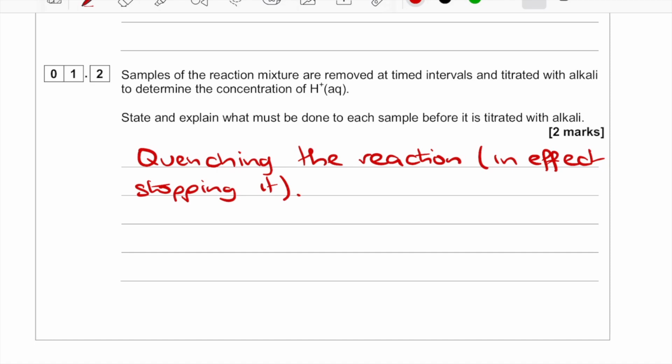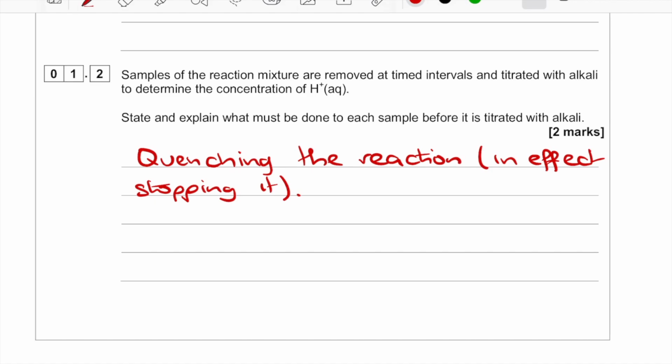So there has been a question once, a rate equations question, where it asked why sodium carbonate was added before the sample was titrated. In that particular example, it was to remove the catalyst and in effect stop the reaction. We can't do that here. We can't add sodium carbonate because that would react with the H+, which is what we're trying to find the concentration of, or the number of moles of, at this particular moment in time.